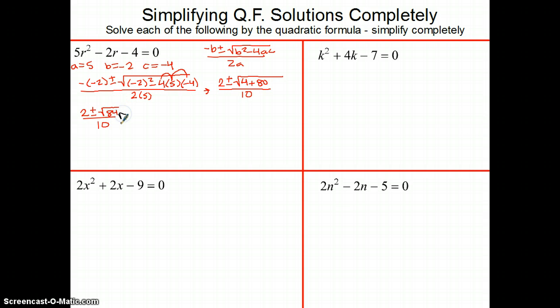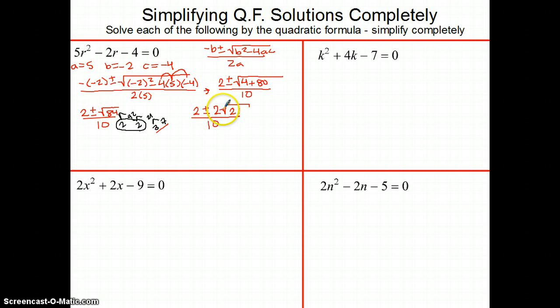I can break it down into 2 and 42. 42 can break down into 2 and 21, and 21 breaks down into 3 and 7. I'm simplifying the radical. It's a square root, so I'm looking for groups of 2. So I can take that group of 2 out, leaving me with 2 plus or minus, and I'm taking a 2 out of the radical, but I'm left with inside the 3 and the 7, which multiply to 21, all over 10.